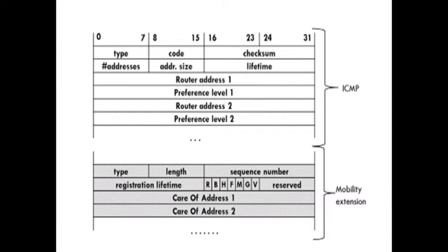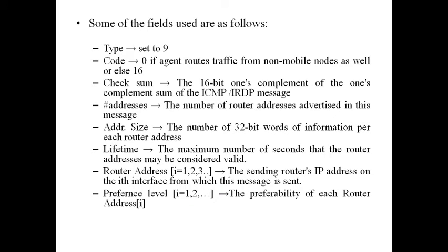And the next one is address size, in the middle part. Address size means the number of 32-bit words of information for each router address. So for every ICMP packet, for every agent advertisement message, there will be some size. Here the size should be 32-bit words only. For each and every router address, the address size would be 32-bit words.